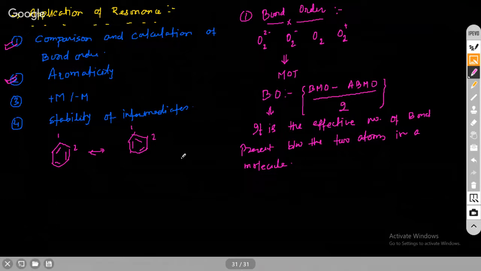We also have this information that bond order is directly proportional to what? Bond energy. Bond energy or bond strength, we also call it, right? The more the bond order, the more the bond strength, and it is inversely proportional to bond length, right? So in resonating molecules, if you know the bond order, you can also compare the bond energy of that particular bond, the bond strength of that particular bond.